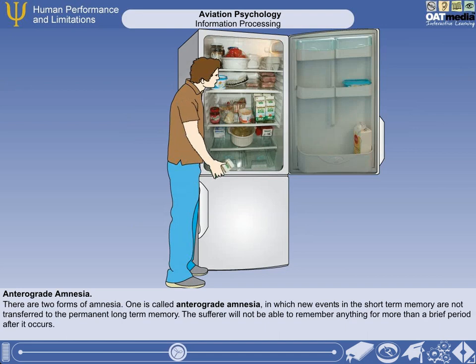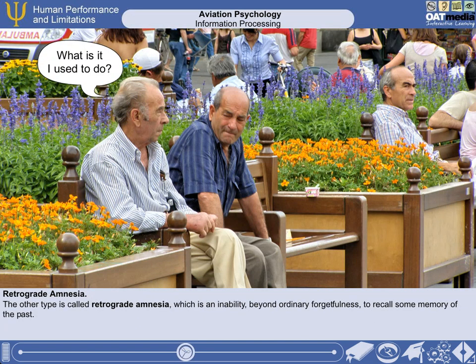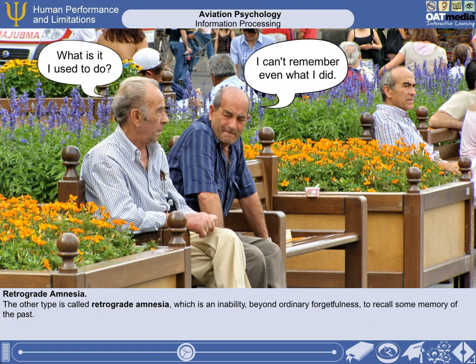There are 2 forms of amnesia. One is called anterograde amnesia, in which new events in the short-term memory are not transferred to the permanent, long-term memory. The sufferer will not be able to remember anything for more than a brief period after it occurs. The other type is called retrograde amnesia, which is an inability, beyond ordinary forgetfulness, to recall some memory of the past.